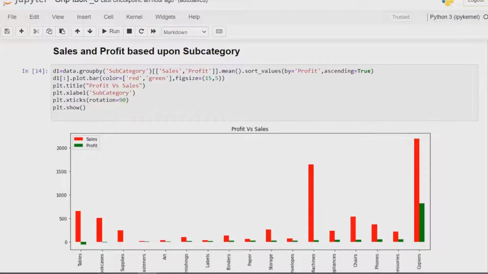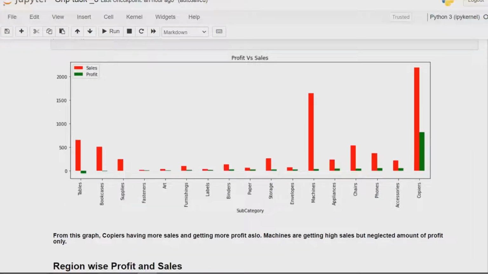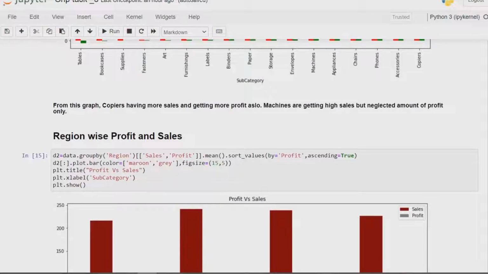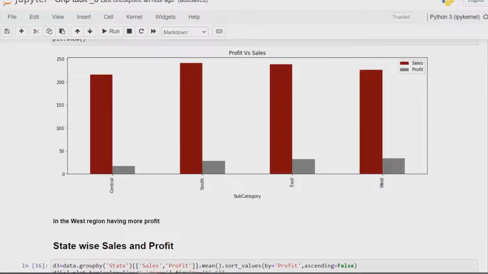Let's check sales and profit based on subcategory. Here the red color shows sales and green color shows profit. From this graph, copiers have more sales and also get more profit. Machines get high sales but only a negligible amount of profit. Region-wise profit and sales: here we can analyze that the West region has more profit compared with other regions.